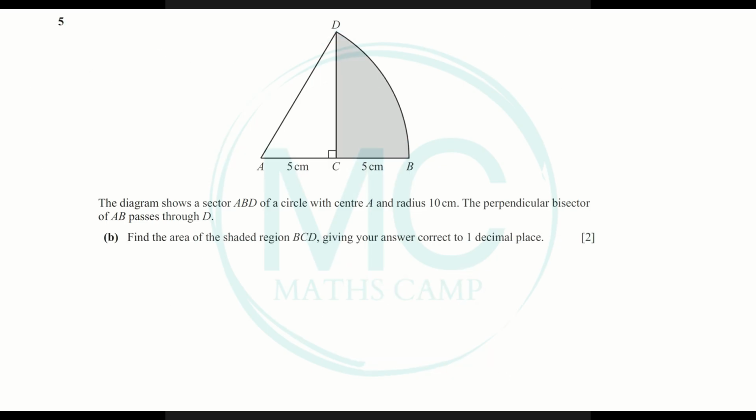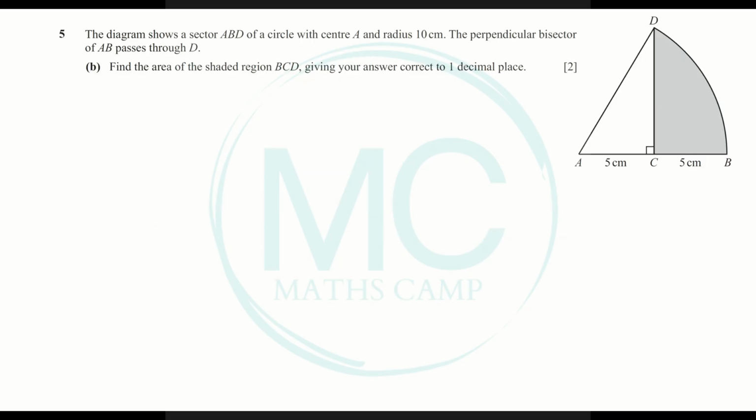Part B says find the area of the shaded region BCD, giving your answer correct to 1 decimal place. And we can see that the shaded area is the area of the entire sector less the area of the triangle. So let's make some space and find the area of the sector.